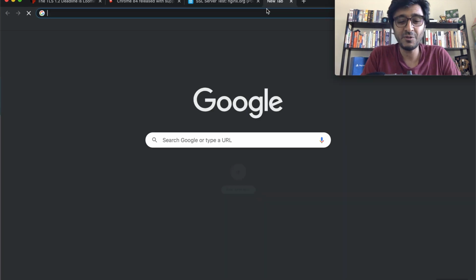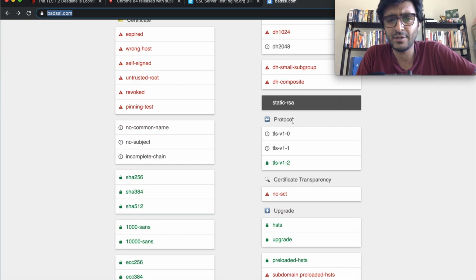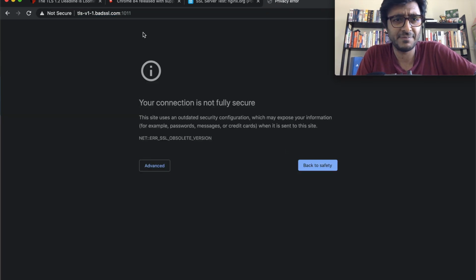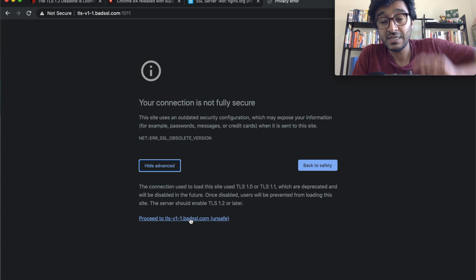But yeah, guys, if you go to badssl now with Chrome 84, we're getting an error. Look at this: obsolete SSL version. If you want, you can continue. It's going to give you an option to continue to the site that uses TLS 1.0, 1.1, and this will re-establish the handshake essentially and allow it.